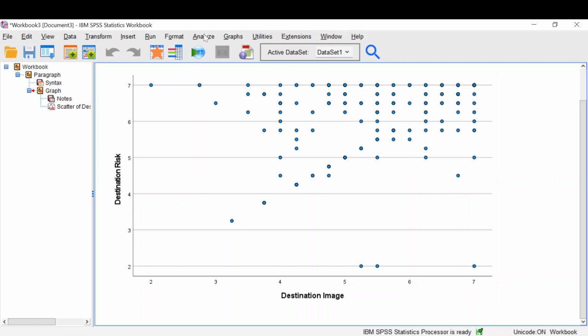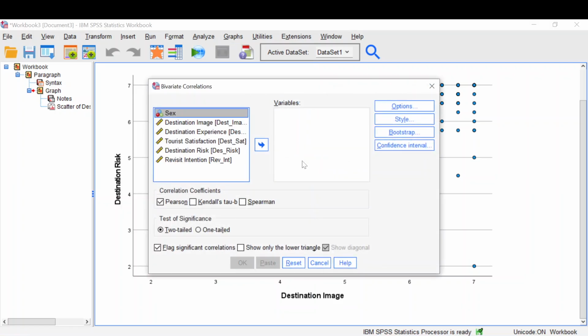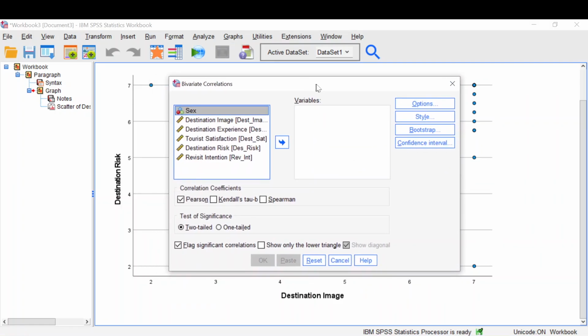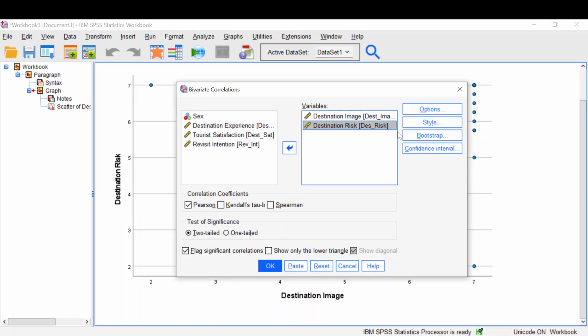Okay, so what we're going to do is click on Analyze, Correlate, and this time we're going to choose Bivariate. So we're doing a bivariate correlation. Here we have our selections. We want to look at the relationship between two variables, so our two variables are destination image and destination risk. Keep all of these options the same, and just make sure that your Pearson correlation coefficient box is checked, you're doing a two-tailed test of significance, and you're flagging significant correlations. That will put a little asterisk beside the significant ones to make it easier to identify them. When you're ready, you'll hit OK.